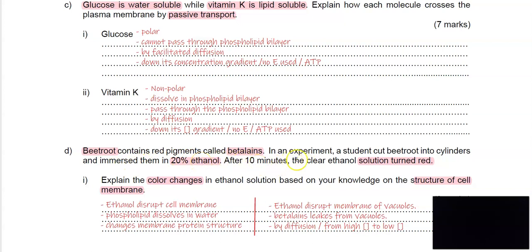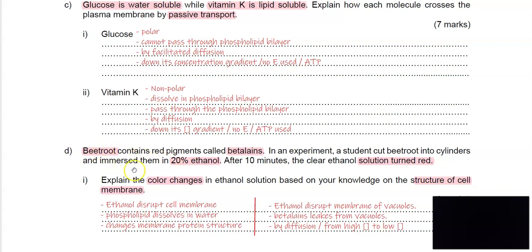After 10 minutes, the clear ethanol solution turned to red. Okay, so this example of question is basically what we have looked at during the lab, where you immerse turmeric into different concentrations of ethanol. You have low concentration of ethanol and concentrated ethanol, and also the other one is distilled water. So you will observe at the end of the experiment, the intensity of the yellow color of the solution will be different.